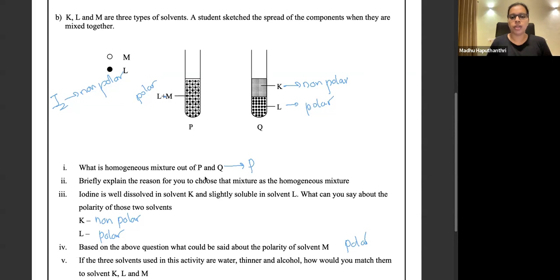L polar, M polar. Then from water, thinner, and alcohol, water and alcohol are polar, right? Thinner is an organic solvent, no? Thinner is an organic solvent. So therefore, thinner is non-polar. Then I can say K is thinner. Right? K is thinner. Agree with me?